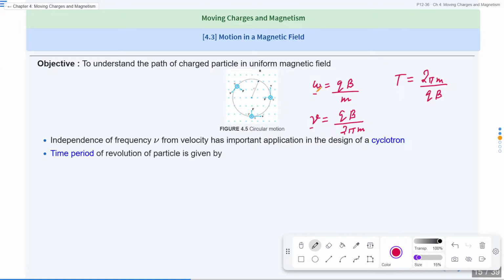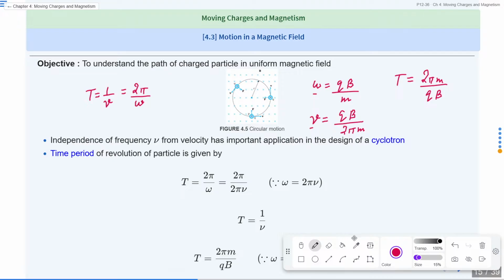So they are independent of velocity. Time period also has the expression 1 by nu, and it also has the expression 2 pi by omega. So you can put the value of omega or nu to find the time period, and that time period is 2 pi m by qB, that I have already told you. So time period and frequency have no dependence on the velocity of the charged particle, because in their expressions there is no velocity anywhere, nor radius, so there is no dependence on velocity. Clear?